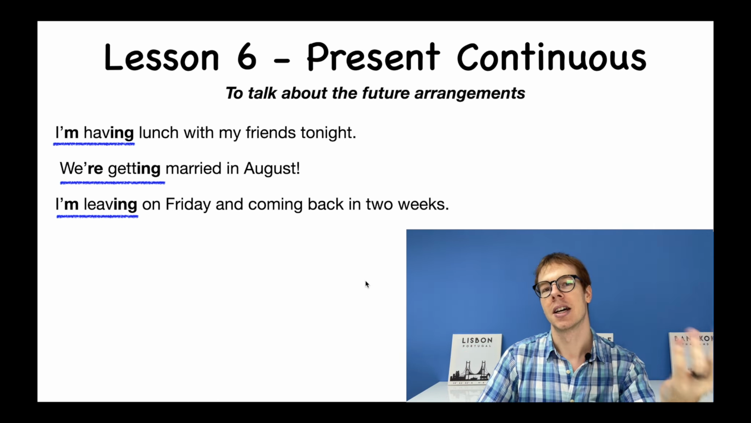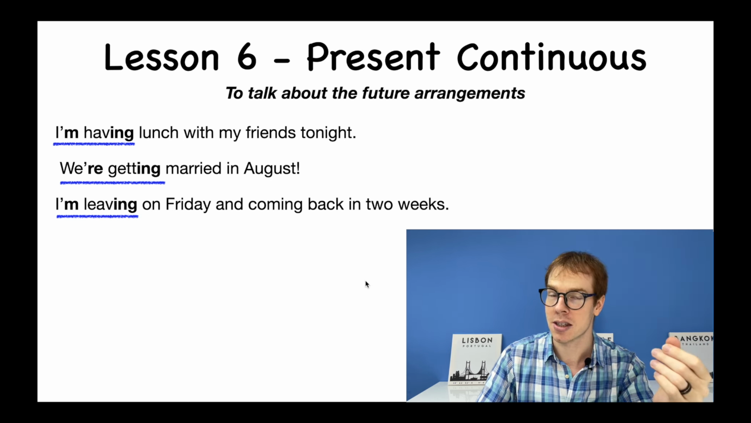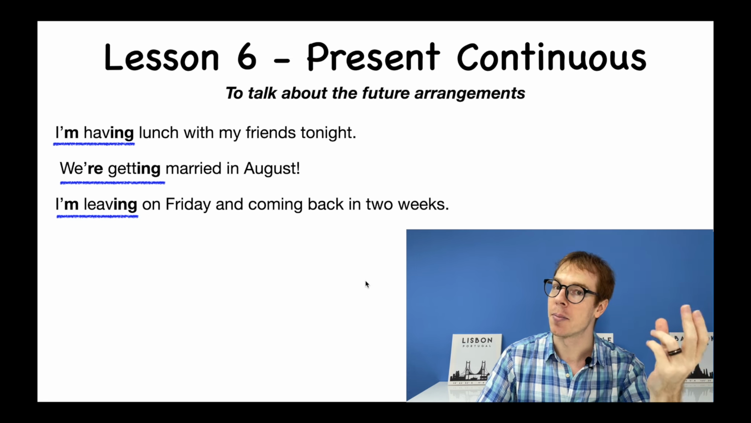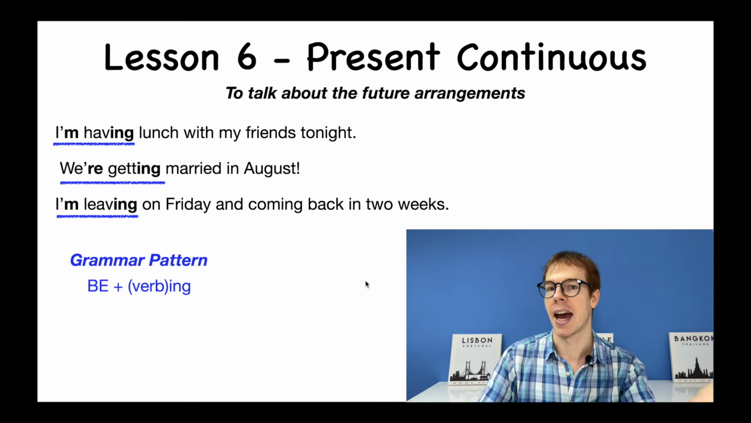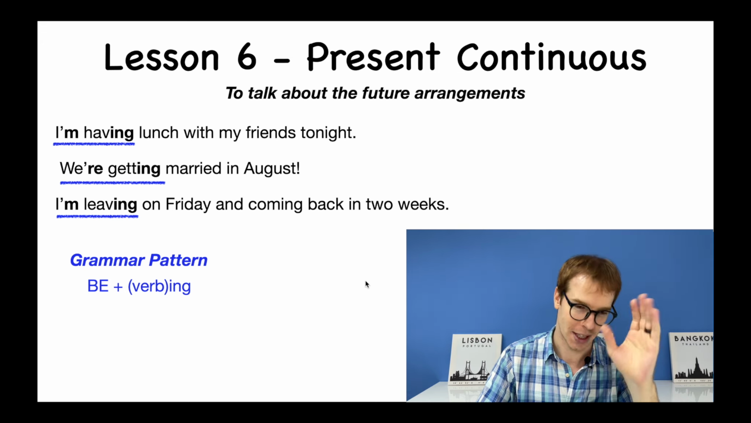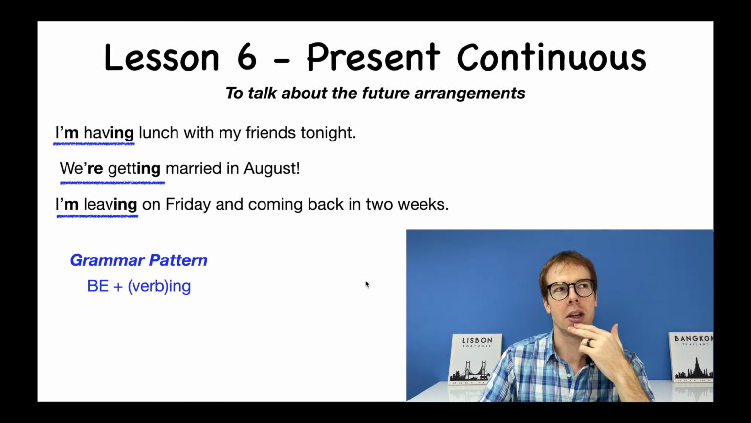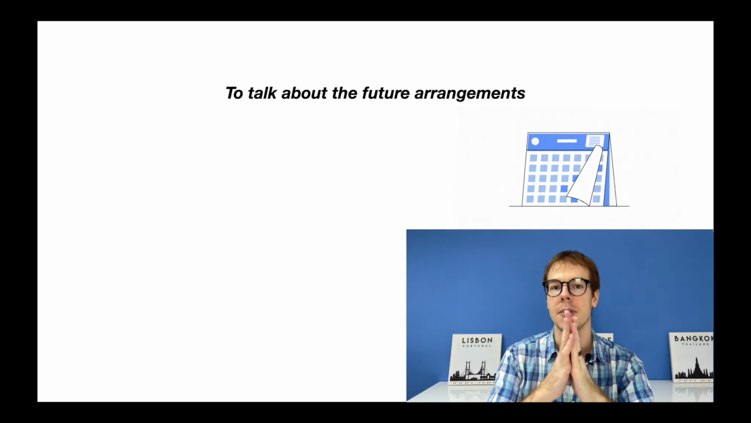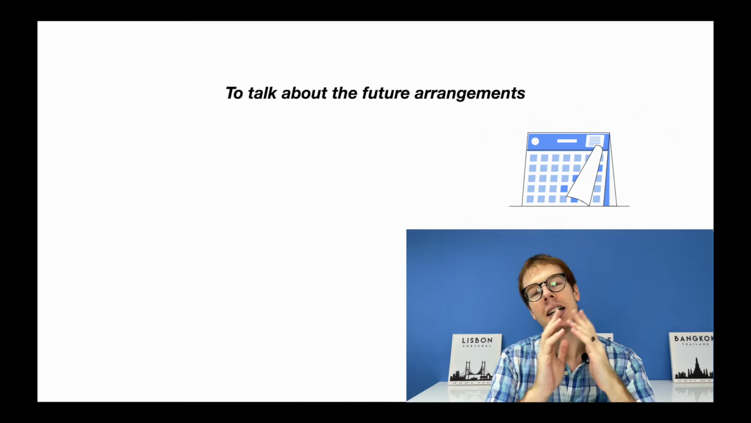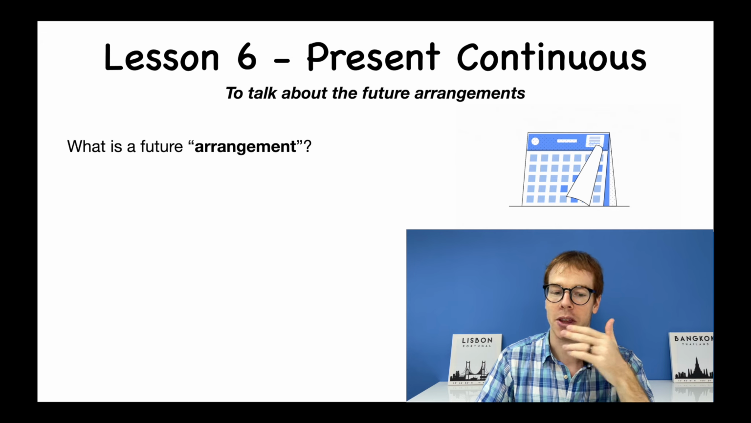And again, just like before, we're using the same exact grammar as we used for present continuous. We're using a be verb, am is are, and then we're using an ing verb to make this grammar. So again, I hope that's easy for you. If not, go back to our lesson 2 or 3, where we talked about the present continuous regular usage. All right. So now I want to show you guys some examples of ways we can use these future arrangements, again with our present continuous.